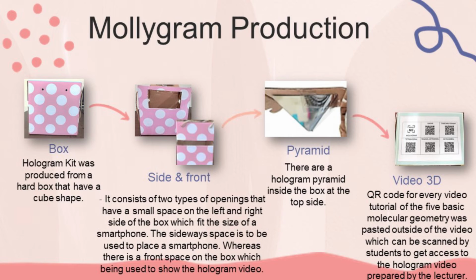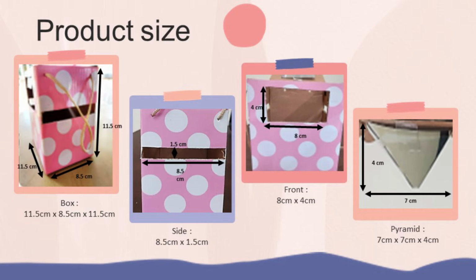Mollygram hologram kit was produced from a hard box that has a cube shape. It consists of 2 types of openings: a small space on the left and right side which fits the size of a smartphone, and a front space on the box which is used to show the hologram video. There is a hologram pyramid inside the box at the top side, and a QR code for every video tutorial of the 5 basic molecular geometry is pasted outside of the box, which can be scanned by students to get access to the hologram video prepared by the lecturer. The size of this product is as shown in the video.